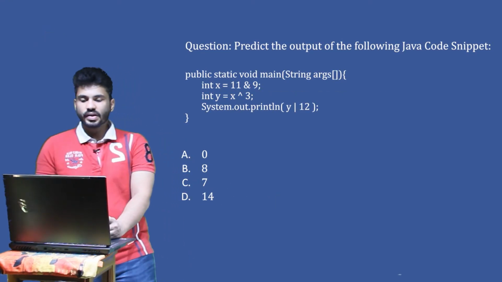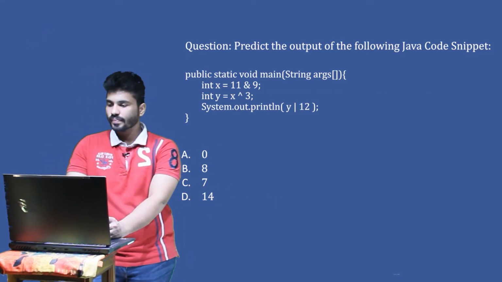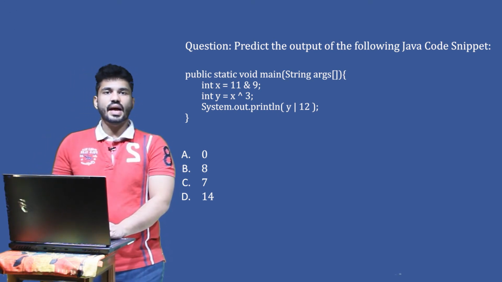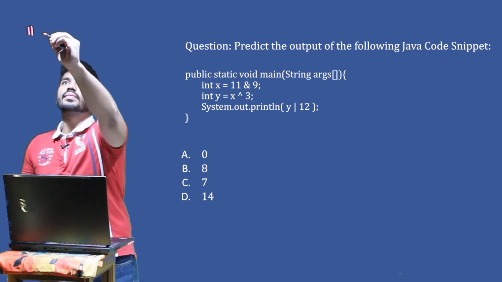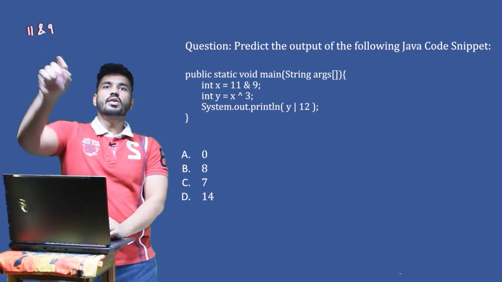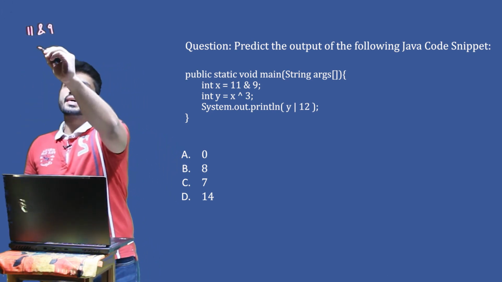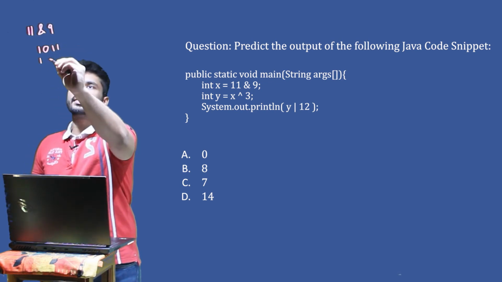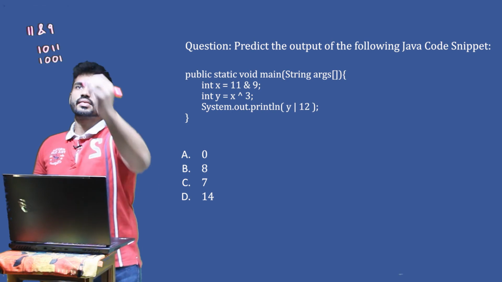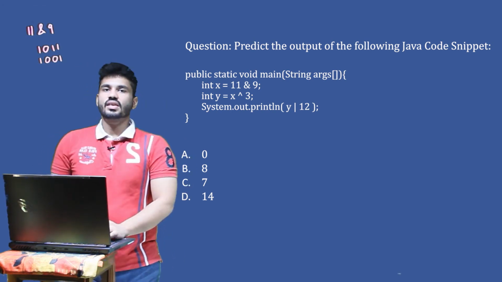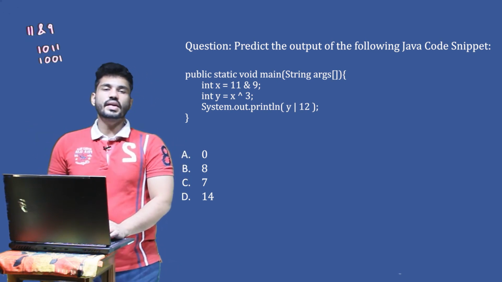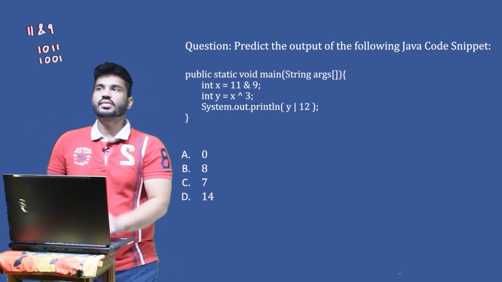In this question we have to predict the output of the following Java code snippet. Initially we have a variable x and it is assigned the value 11 and 9. So let's see what's the value of 11 and 9. 11 is written as 1011, while 9 is written as 1001. What does the AND operator do? If both the bits are 1, we get a 1. If either one of the bits is 0, we get a 0. So let's see what's the output of this.